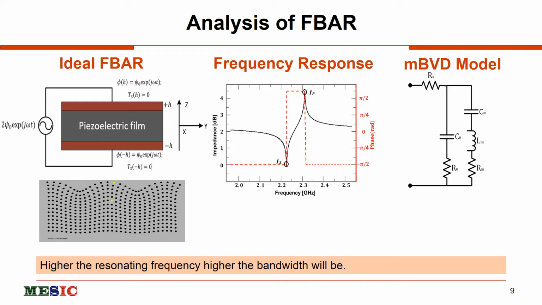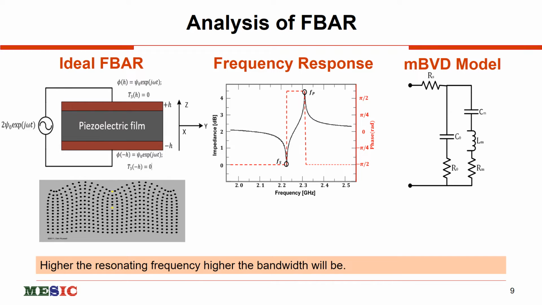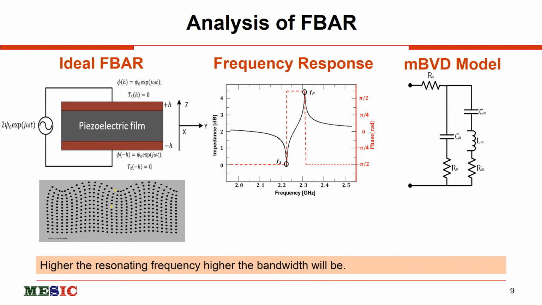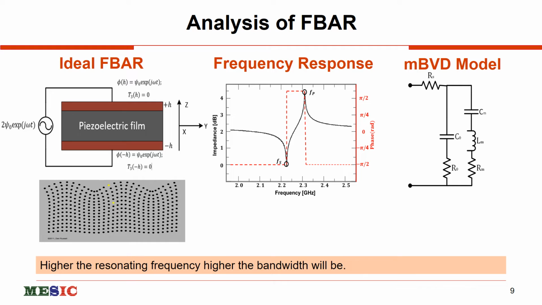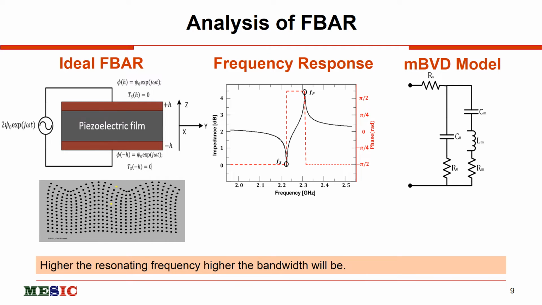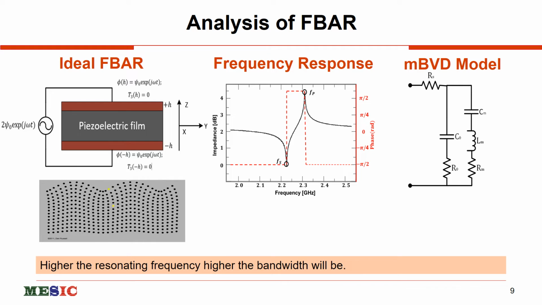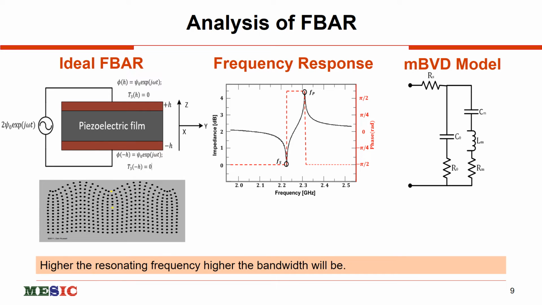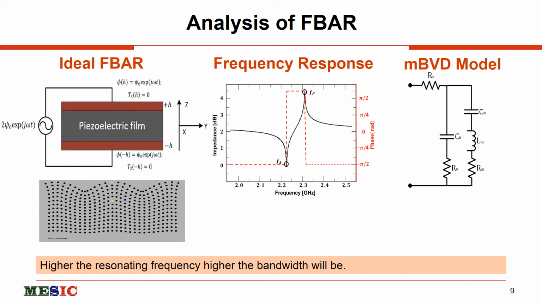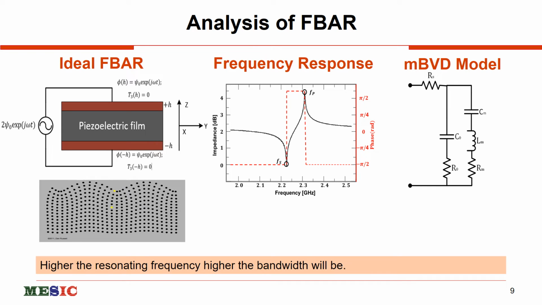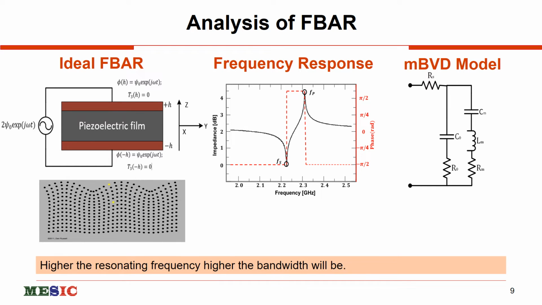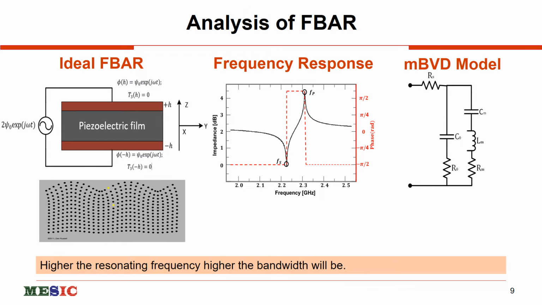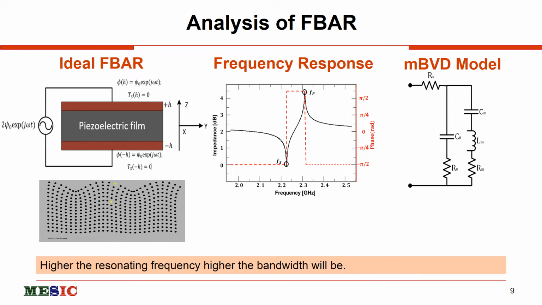This is the fundamental analysis of FBAR. We have a piezoelectric film sandwiched by electrodes, and when an electrical potential is applied, electrical energy is converted into mechanical energy and vice versa. This is the ideal frequency response, and this is the MBVD model, which is considered the equivalent model of that device. This animation shows the resonating motion of the piezoelectric film in slow motion. The higher the resonating frequency, the higher the bandwidth will be.